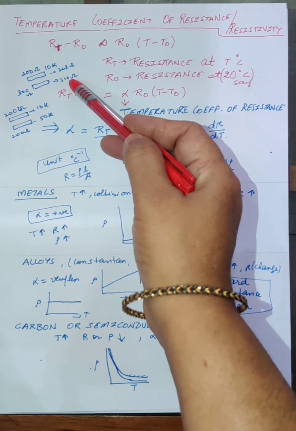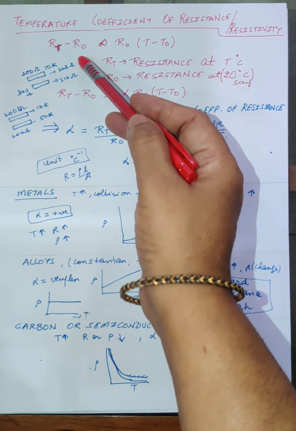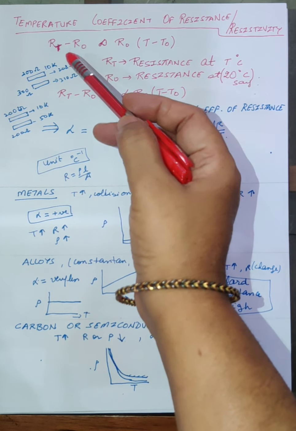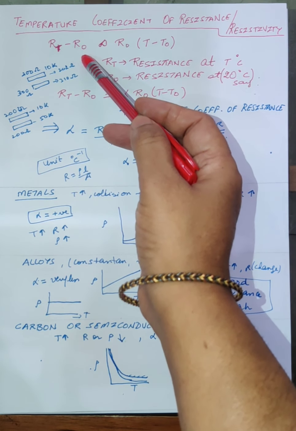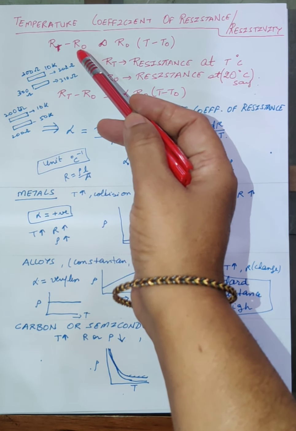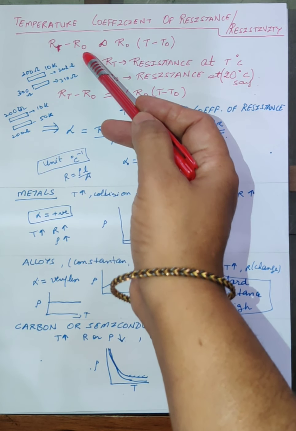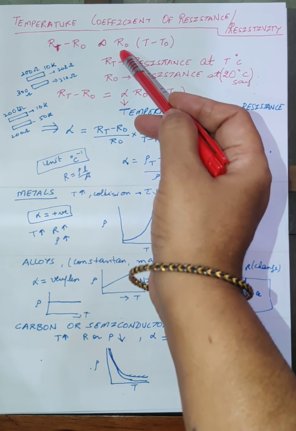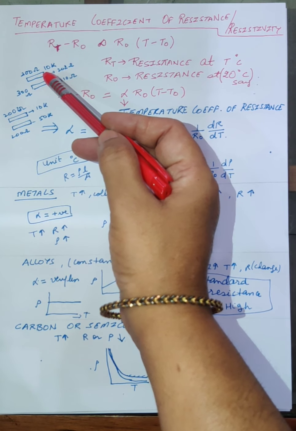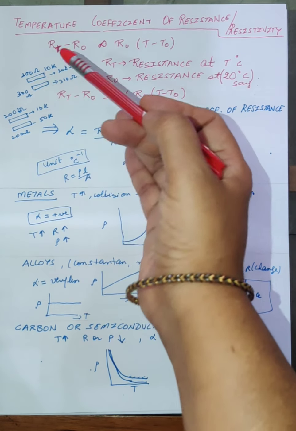So what you find is that the change in resistance with temperature, that is R_T minus R naught, is directly proportional to the initial resistance. Alright. Now take the second case.